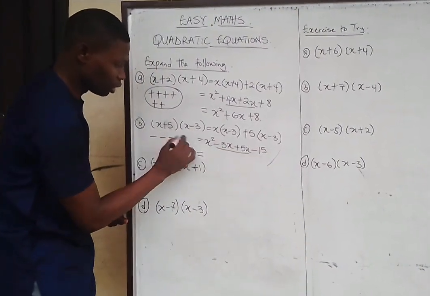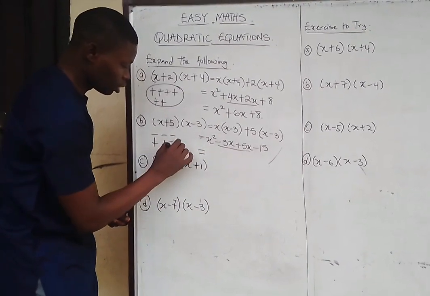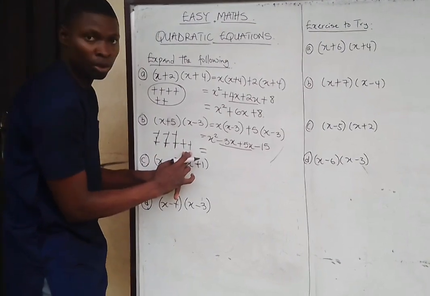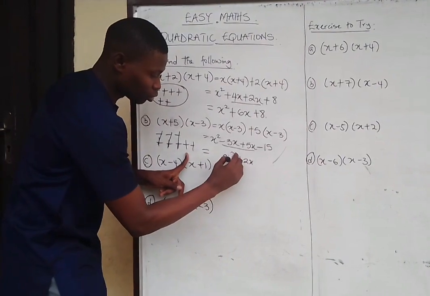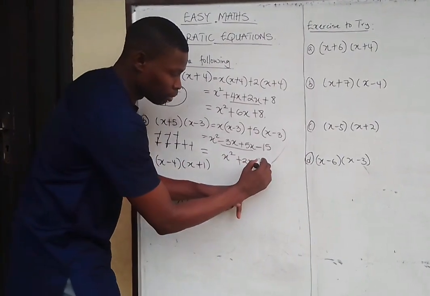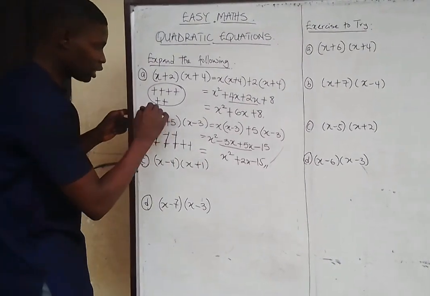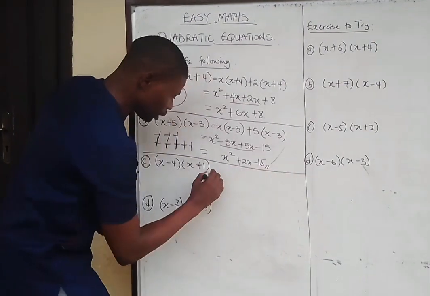We have 1, 2, 3 minus 3x plus 5x. 1, 2, 3, 4, 5. This will cancel, this will cancel, this will cancel. We have 2x plus left. So our final answer here will be x squared plus 2x minus 15. That will be our answer to that. Please let us take note of that. Move on to the next one now.